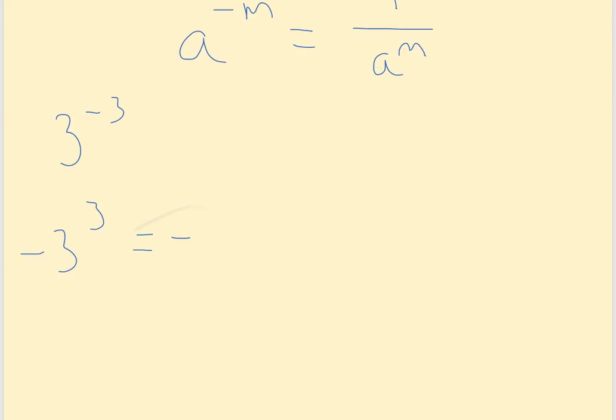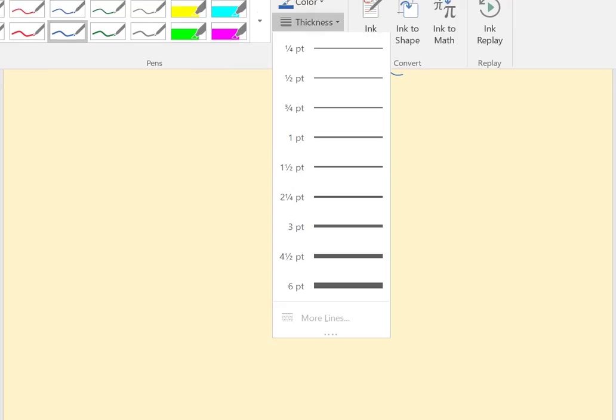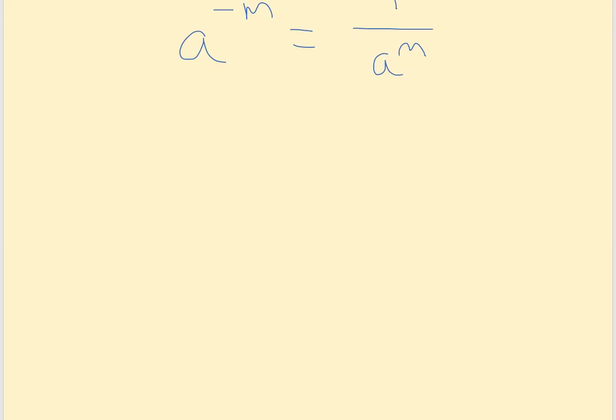Let's look at just a very basic example of what it looks like. We'll do it with a number first. Let's look at 8 to the negative 2. It's not 16. It's not negative 16. It's not 64.